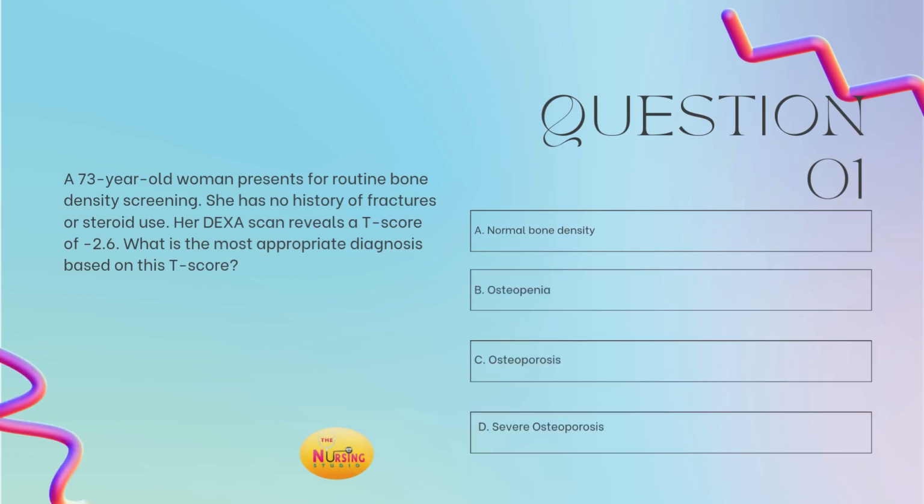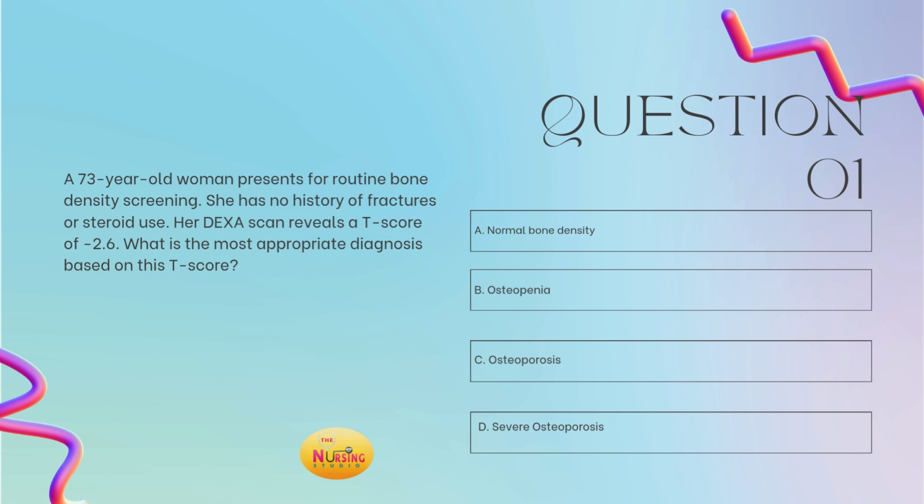Question number one states: a 73-year-old woman presents for routine bone density screening. She has no history of fractures or steroid use. Her DEXA scan reveals a T score of negative 2.6. What is the most appropriate diagnosis based on this T score? Is it A, normal bone density, B, osteopenia, C, osteoporosis, or D, severe osteoporosis? Take a moment and tell me what you got in the comments, y'all.